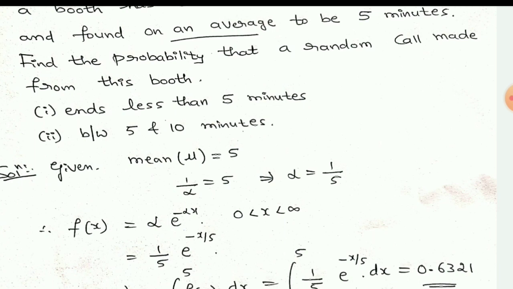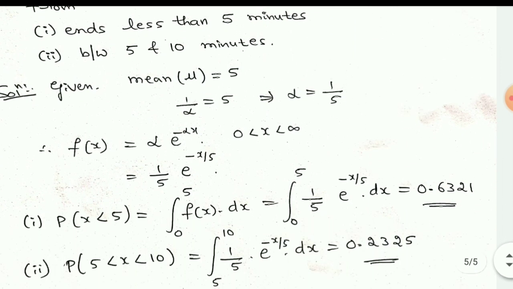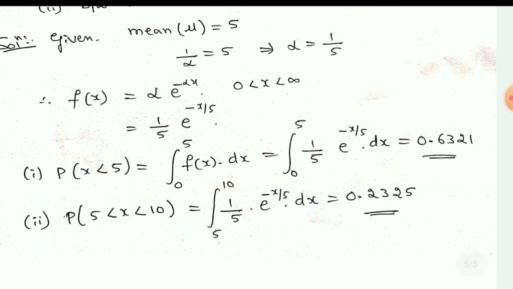Now what is the first question? Ends less than 5 minutes. Less than 5 minutes means p of x less than 5. So actually we have to write minus infinity to 5, correct? But minus infinity to 0, it is anyhow 0. So we have to take only 0 to 5 f of x into dx. What is f of x? It is 1 by 5 e power minus x by 5 into dx. Integrate, you get the answer as 0.6321.